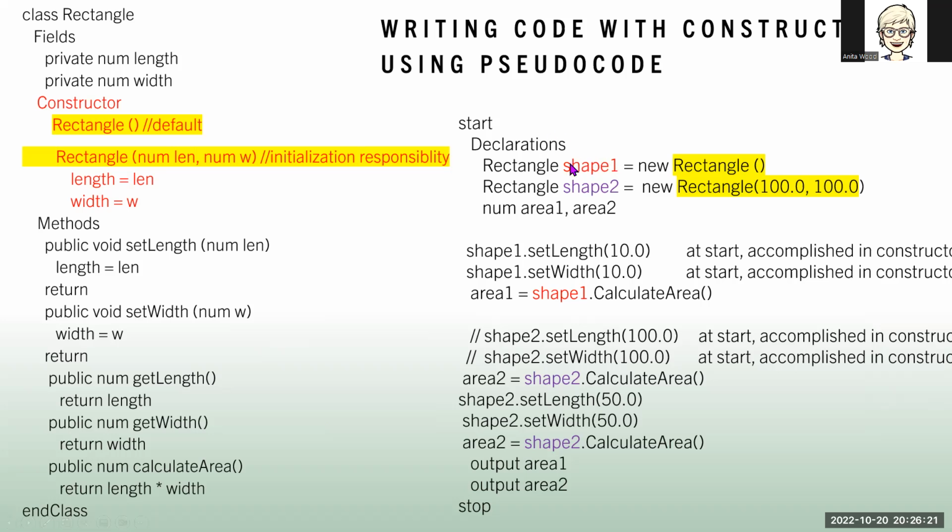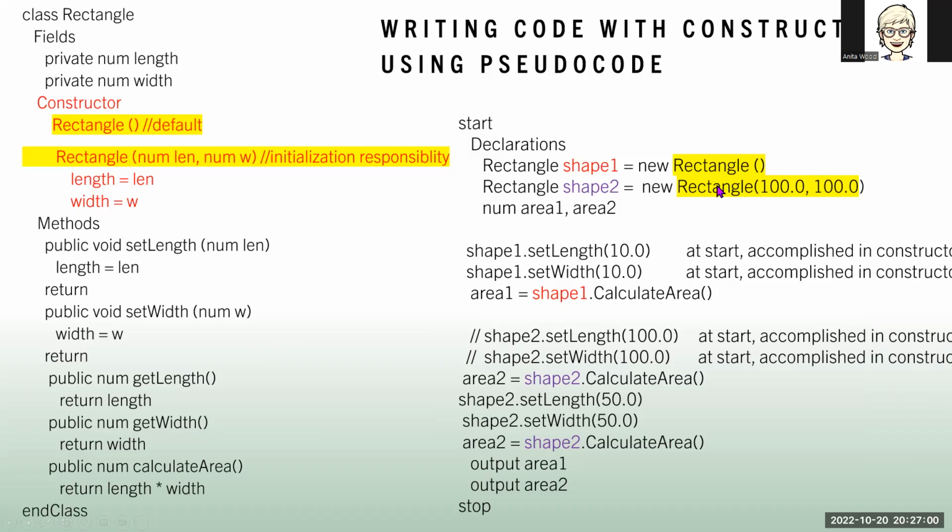Notice when I have my object shape 1, I didn't do any initialization. So I still need to set the length using my setters down here. All right. So at the start, I still need to get these set up. And then I have my shape 1. I commented out shape 2 setting because I no longer have to do it. I already initialized it up here. And then I just can go on and say shape 2 and calculate the area.